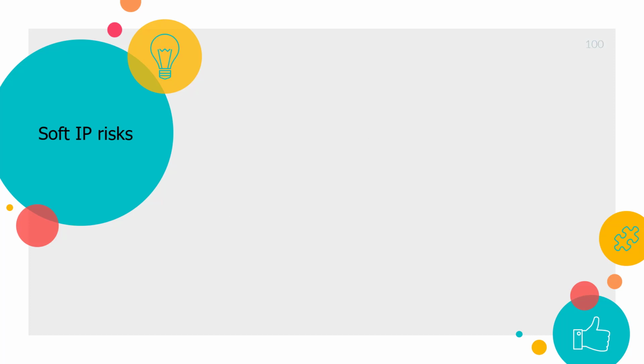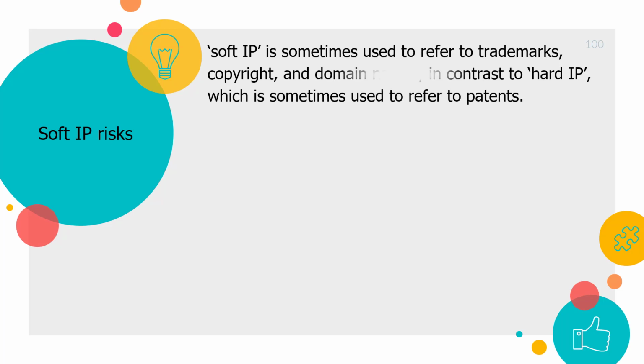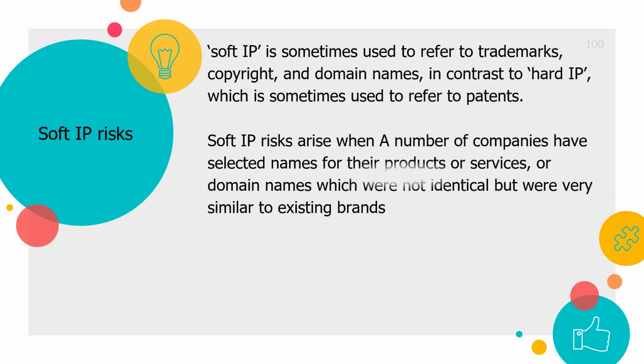Soft intellectual property risk. Soft intellectual property is sometimes used to refer to trademarks, copyright, and domain names, in contrast to hard intellectual property, which is sometimes used to refer to patents. Soft intellectual property risks arise when a number of companies have selected names for their products or services, or domain names, which were not identical but were very similar to existing brands.